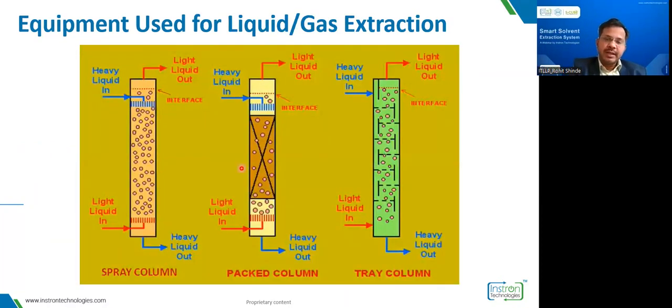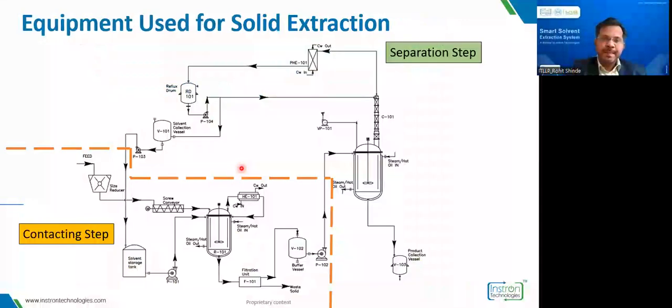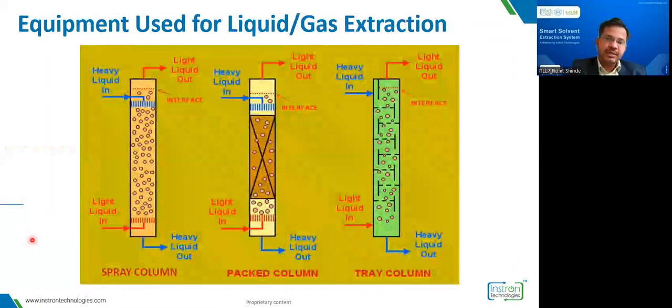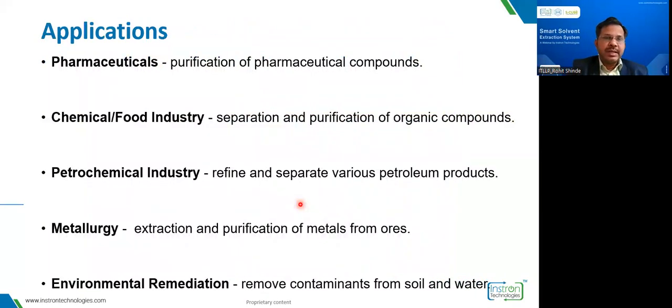Now in liquid or gas extraction, instead of this reactor in the contacting step, we can use a spray column, packed column, or tray column to mix the gas or liquid with the solvent. There are various applications, like in the chemical industry. Extraction is used in the pharmaceutical industry to purify pharmaceutical components.